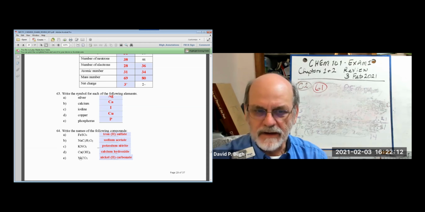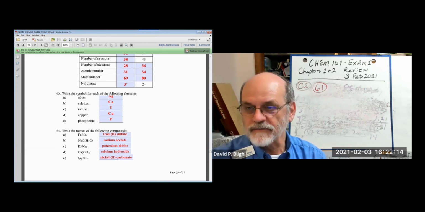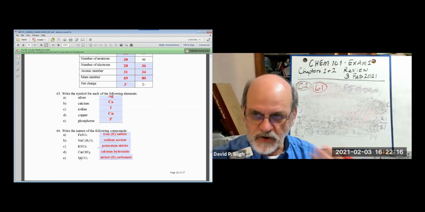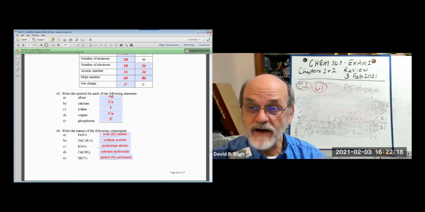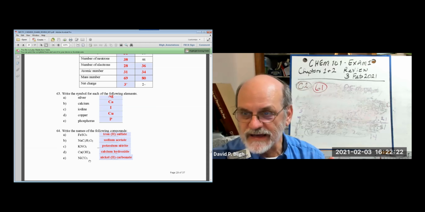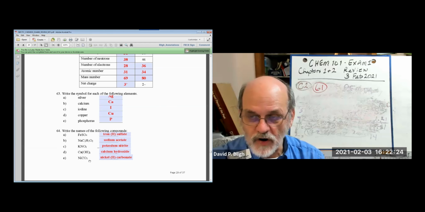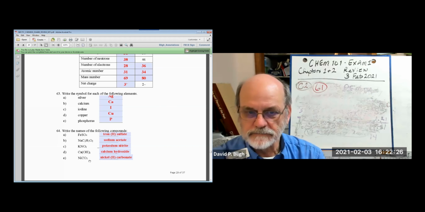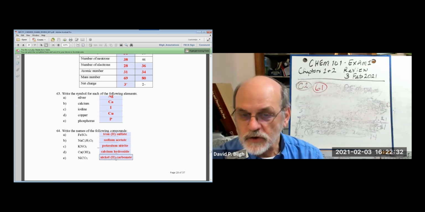Ni, what's Ni? Nickel. Where does it come from? It's a transition metal, so it's going to have more than one possible charge. CO3 is a carbonate, 2 minus charge. Find it in your table. Nickel then would have to be a 2 plus charge because there's only one of them. So it's nickel 2 carbonate.